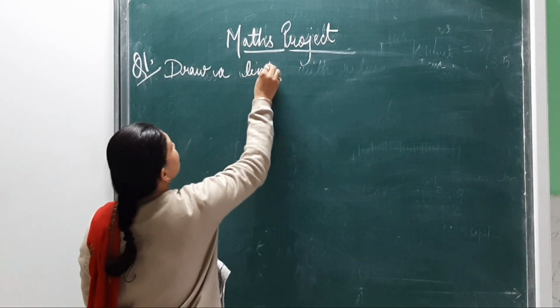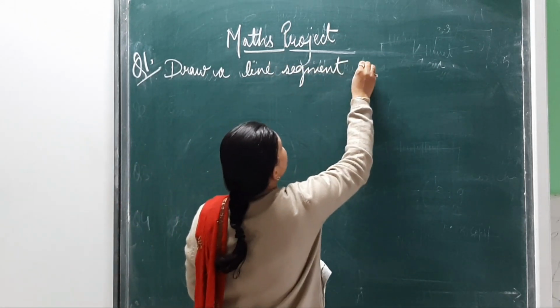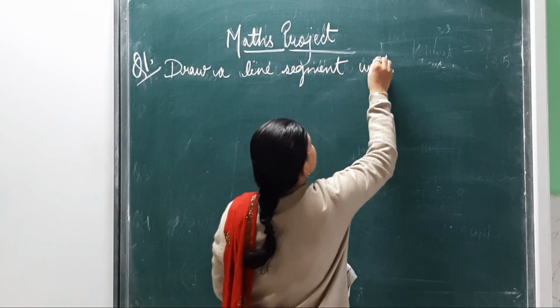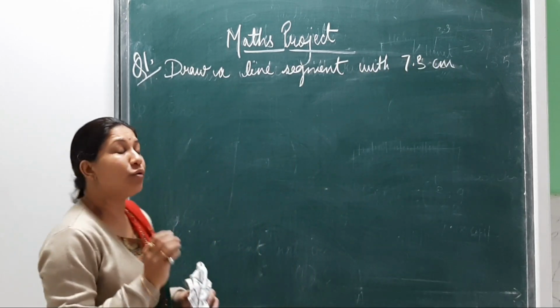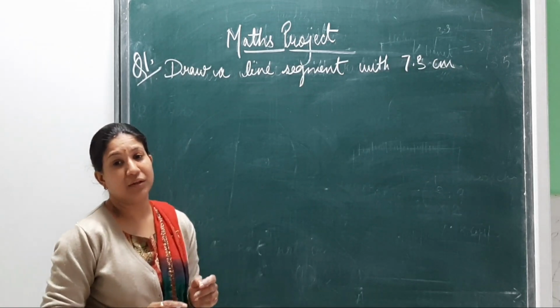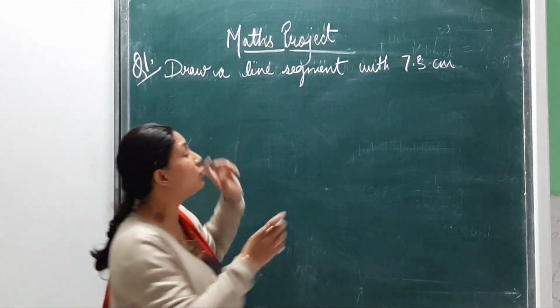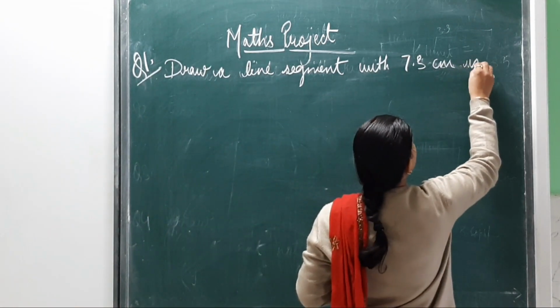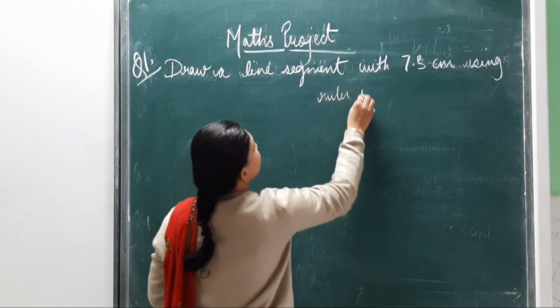This time you have to draw a line segment of 7.3 centimeters. So for this, children, when we have to draw a line segment and you have to construct it, here you also write down using ruler and compass.